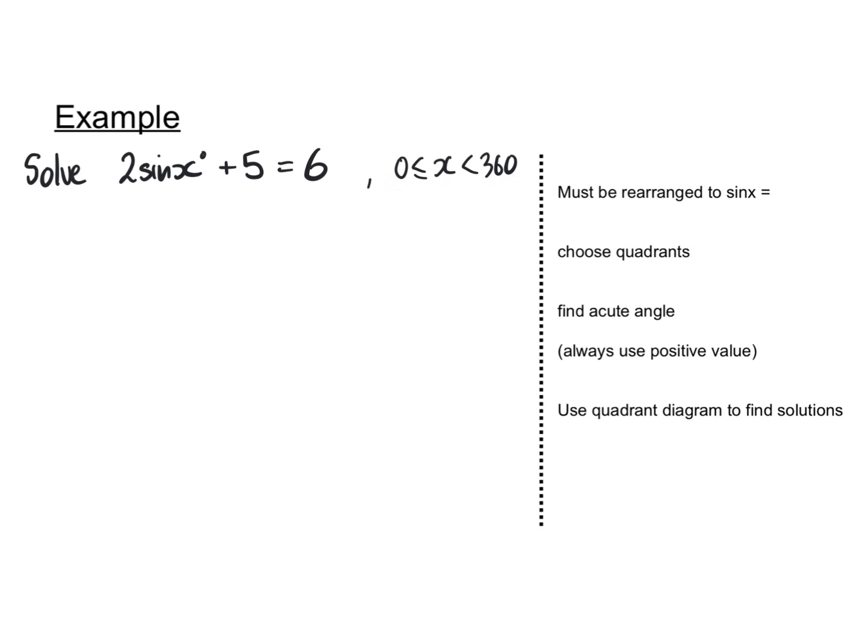Now, the first thing we always have to do in a trig equation is make either sine x, cos x, or tan x the subject of the formula. At the moment, this sine x has the 2 multiplying it and then the 5 added onto it. We need to get rid of this 2 and this 5, so it just says sine x equals.